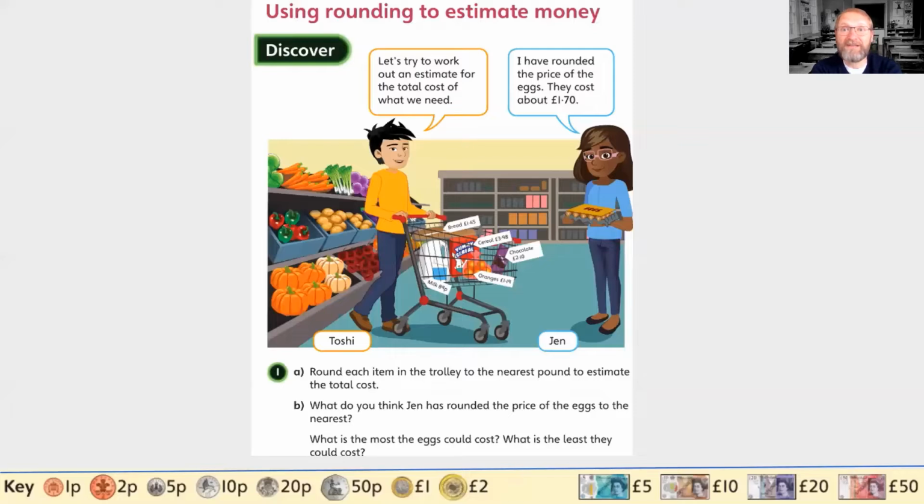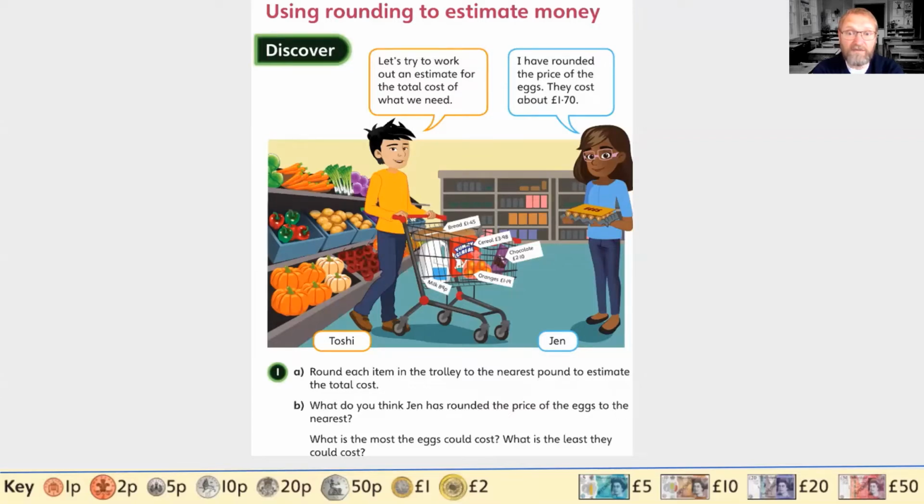Using rounding to estimate money. Discover. So you've got Toshi and Jen, and Toshi says, let's try to work out an estimate for the total cost of what we need. And Jen replies, I have rounded the price of the eggs. They cost about £1.70. So your questions are 1A, round each item in the trolley to the nearest pound to estimate the total cost. And B, what do you think Jen has rounded the price of eggs to the nearest?